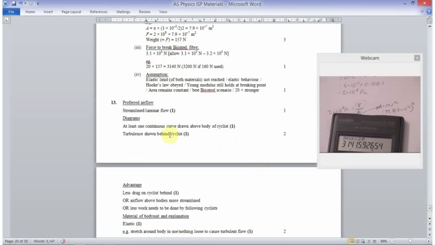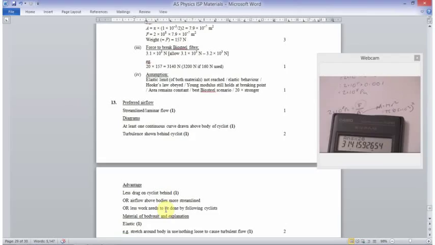Okay, streamlined. So we're talking about drawing at least one continuous curve over them. Remember, you should draw 3 lines, turbulent behind the cyclist, just like we were saying. Less drag on the cyclist, airflow above bodies more streamlined, or less work needs to be done, so they don't need to pedal as much.